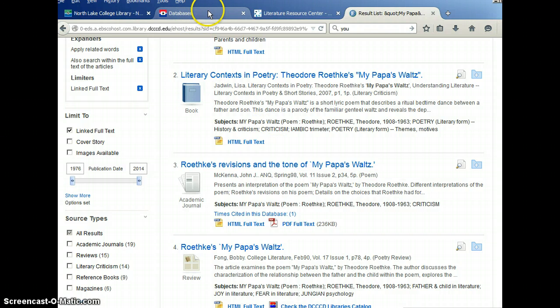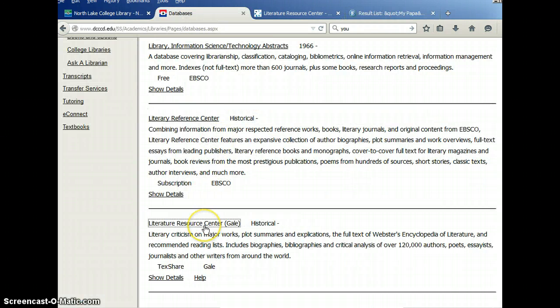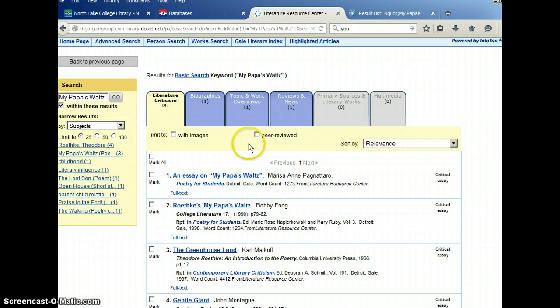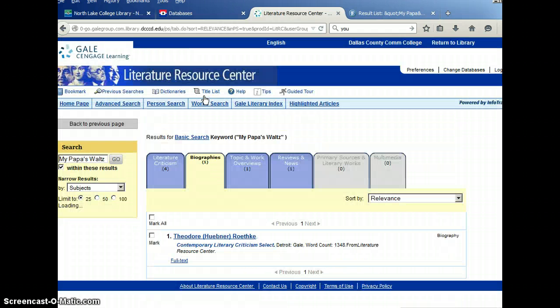Okay, so the next database that I had mentioned was Literature Resource Center. And here it is. I love Literature Resource Center because it gives you these wonderful tabs at the top. Because I must provide some biographical information, I can click on biographies, and I can pull the biographical information about Theodore Roethke here. And it should be very brief. It should not be very long, but just enough to give your readers some insight about the author.